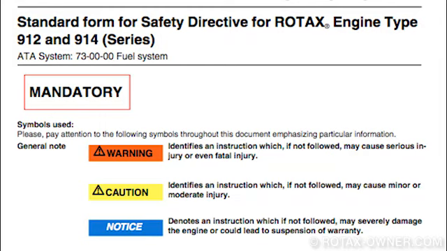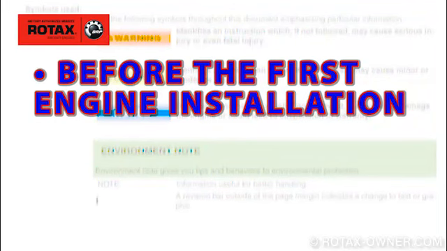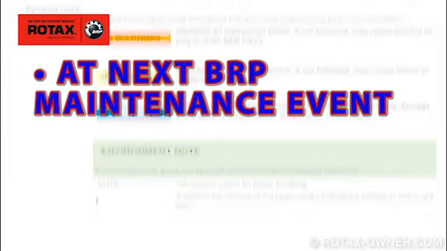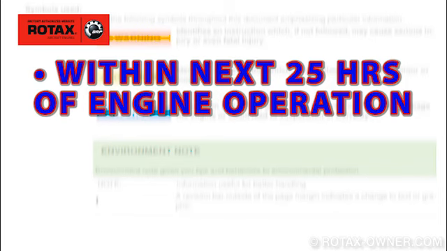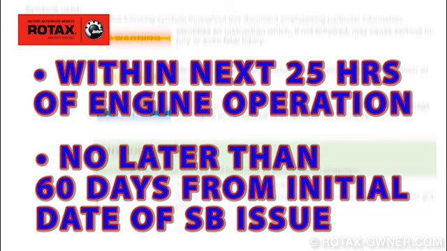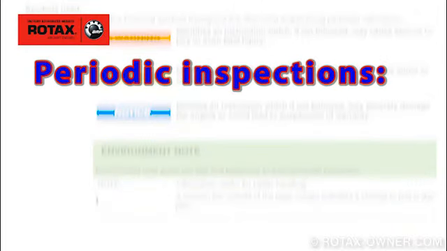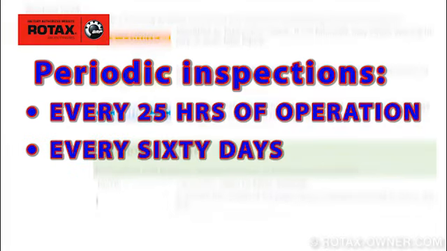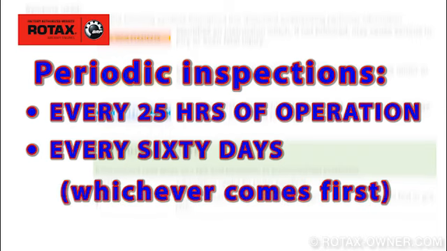This mandatory service bulletin must be complied with before the first installation in the aircraft and/or the initial startup, at the next BRP maintenance event, or within the next 25 hours of operation, but no later than 60 days from the date of the initial issue of this service bulletin. You must periodically perform this inspection after each subsequent 25 hours of operation, or each subsequent 60 days, whichever comes first.